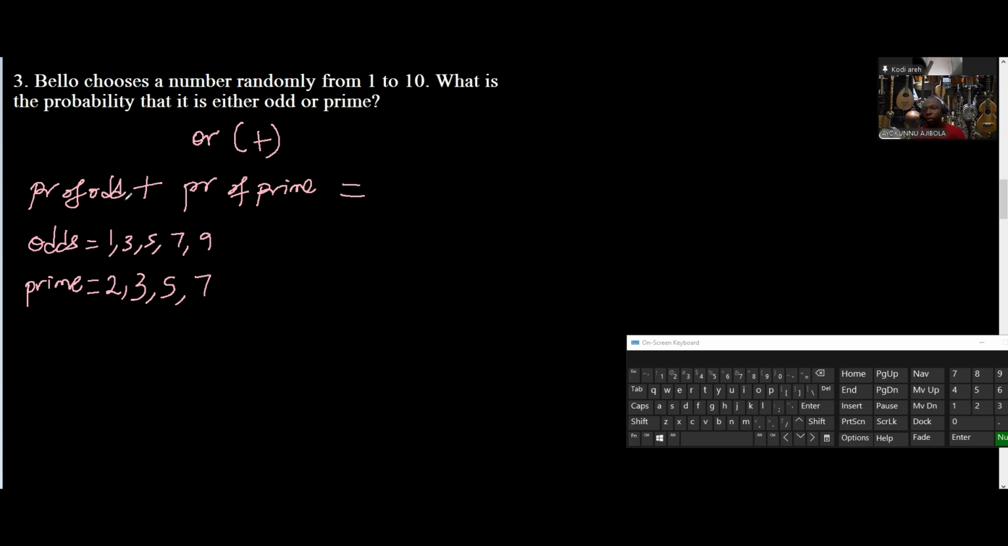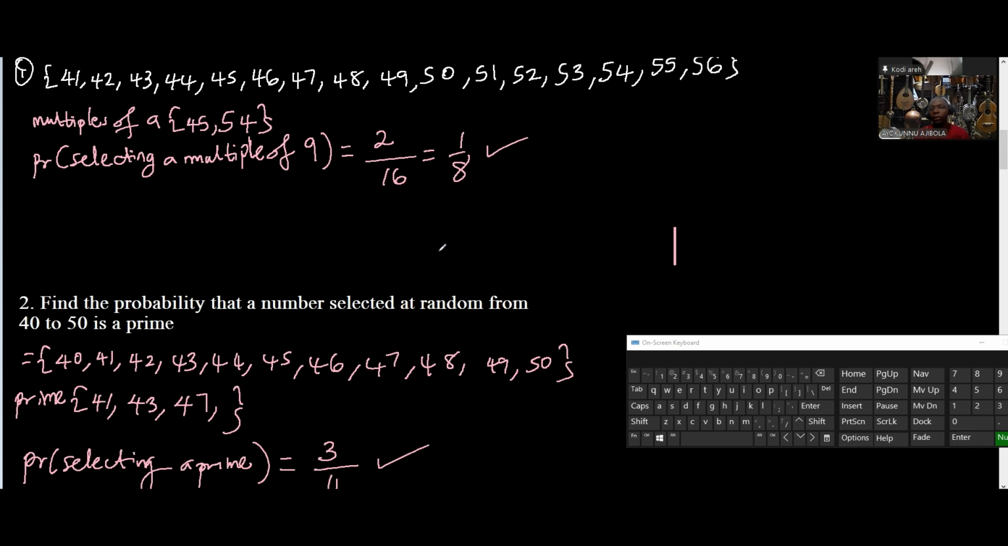So it now says probability of odd. This one is going to be 5 over 10 because 1 to 10 is 10, plus how many primes? That's 4 over 10. So this is going to be 5 plus 4, 9 over 10. So that will be the probability of picking either an odd or a prime number. So that means there are lots of chances of picking odd and prime numbers.